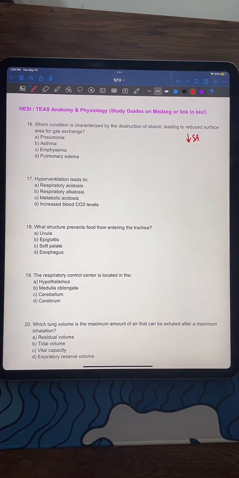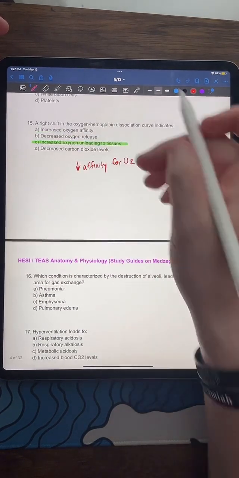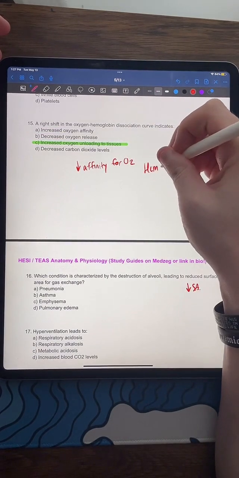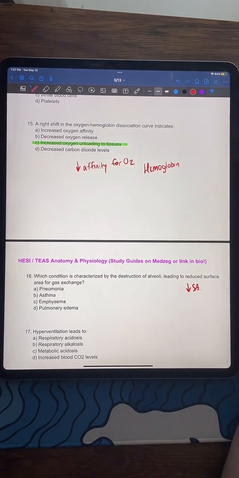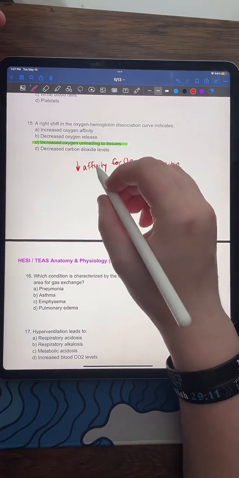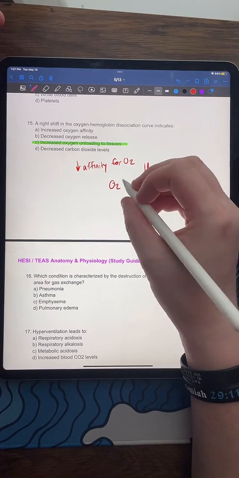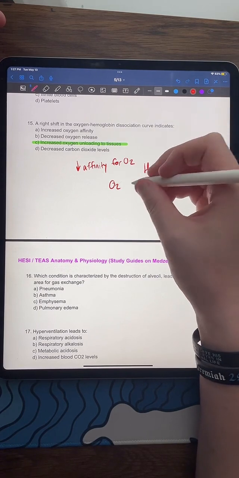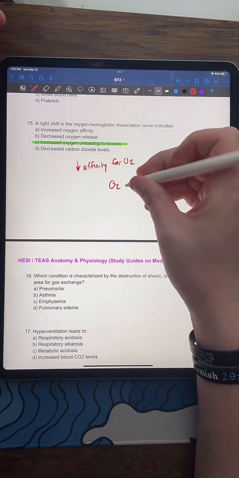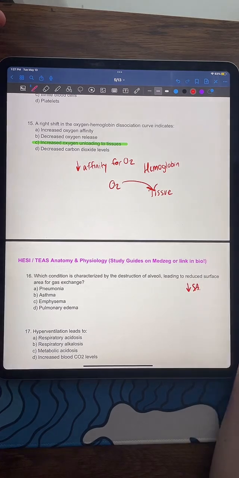So if right shift is lower, how does it increase instead of decrease? So we have our hemoglobin. Affinity means kind of like its ability to bind to something. So if we have oxygen, and if we have a lower affinity for oxygen to hemoglobin, and we have tissue, if we lower the affinity of hemoglobin, that means that more oxygen is going to go to tissue rather than hemoglobin, since less is binding to hemoglobin.